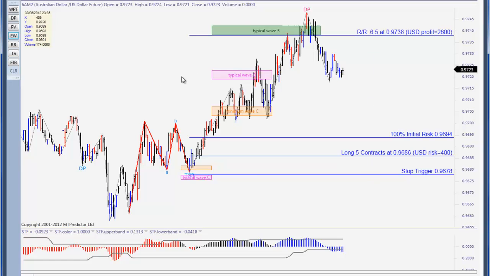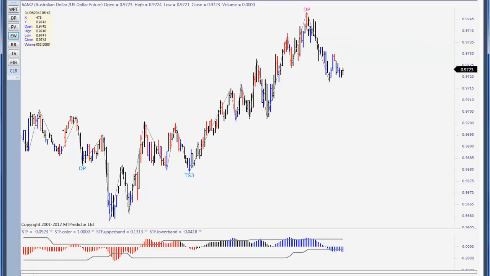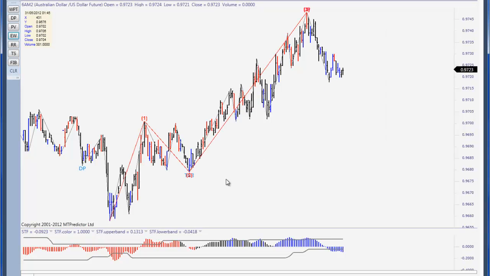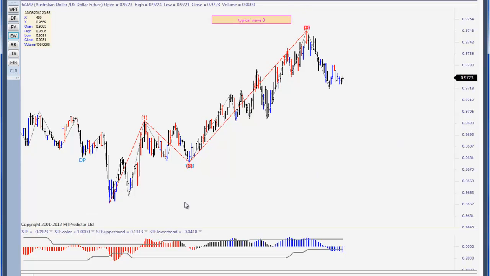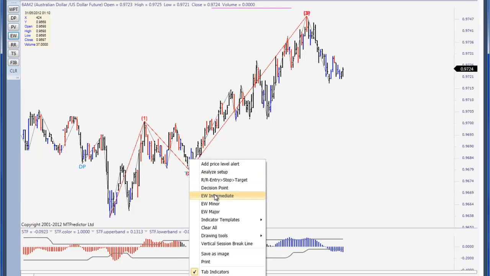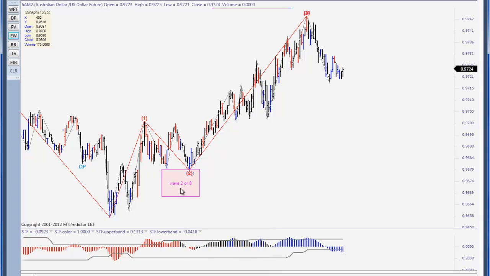To show this a little more clearly, if I clear the chart off, and now go up to the high here and do Elliott waves major, you can see this is how we have the market unfolding. There was our initial rally, which is wave 1. Here was our initial correction, wave 2. We then have our wave 3 rally up here. So at this low here, we would be at our wave 2 or B WPT. So this is what the Holy Grail trade setup is all about.